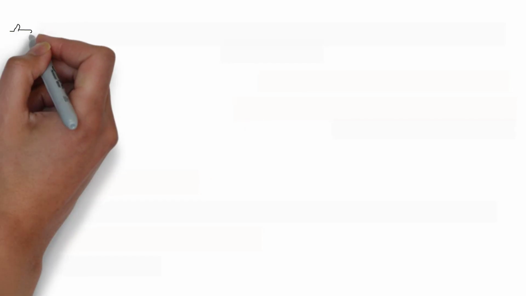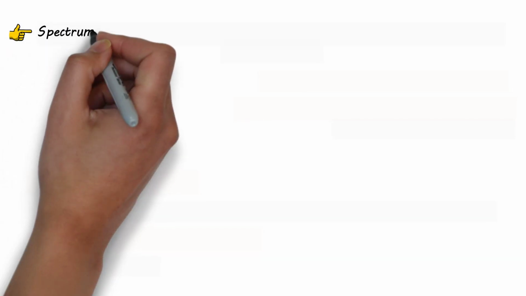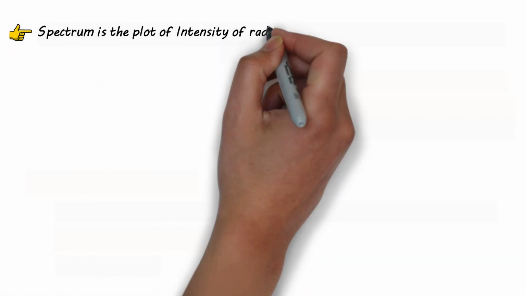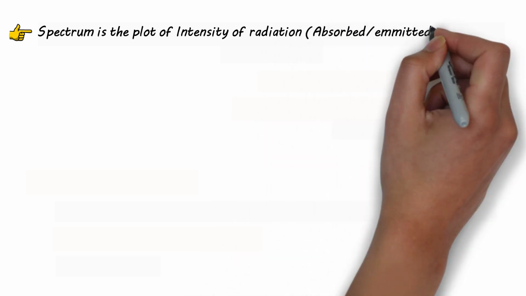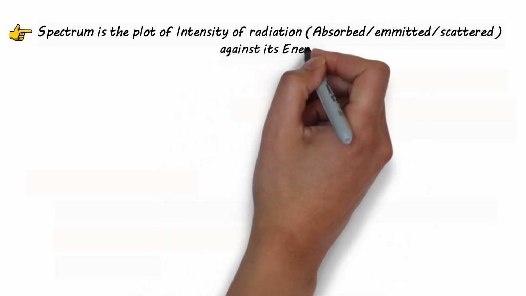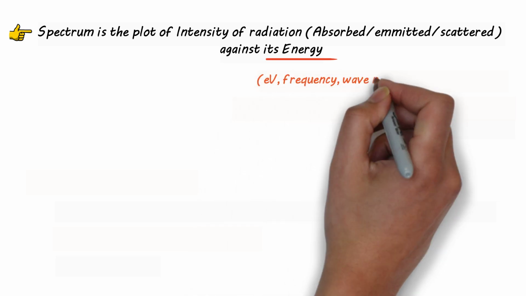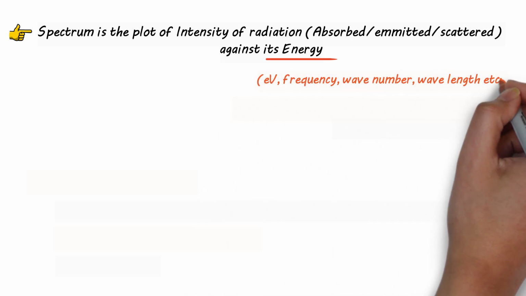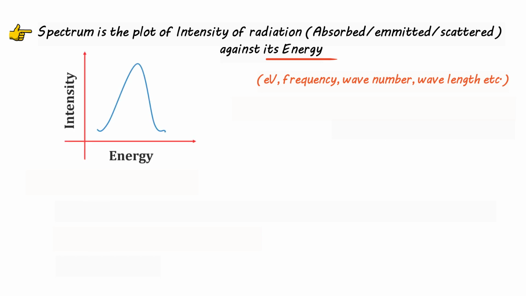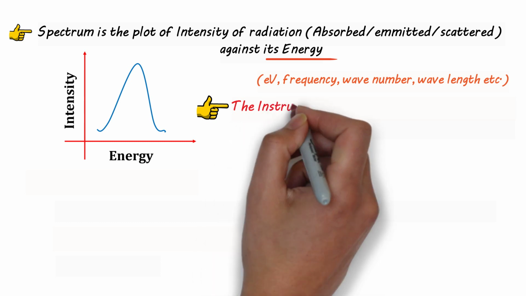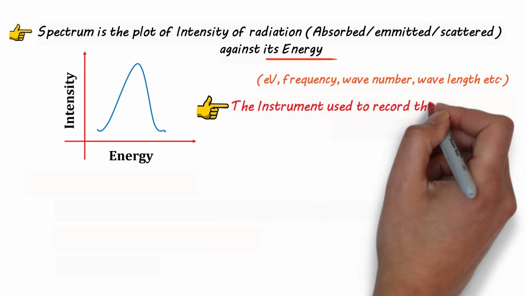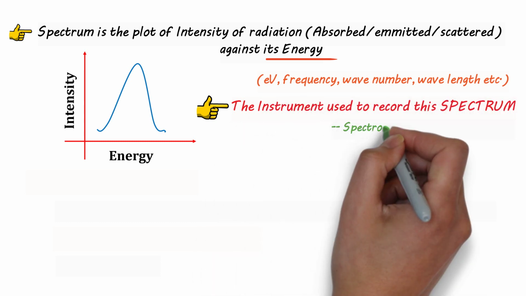Now, what is this spectrum actually? Spectrum is essentially the plot of intensity of radiation absorbed, emitted or scattered by molecule against its energy. This energy can be either in electron volts, frequency, wave number or wavelength. For example, we have a graph which measures the intensity against energy. Such a plot is called as spectrum. The instrument which is used to record this spectrum is known as spectrophotometer or spectrometer.